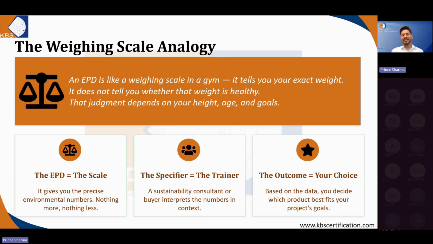Then a weighing scale analogy. An EPD is a weighing scale in a gym. It tells you your exact weight. It does not tell you whether that weight is healthy. That judgment depends on your height, age, and goals. So it is kind of the same. EPDs also give you the context, but you always have to decide whether it is good or bad.